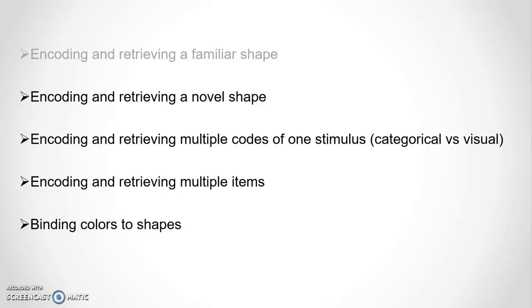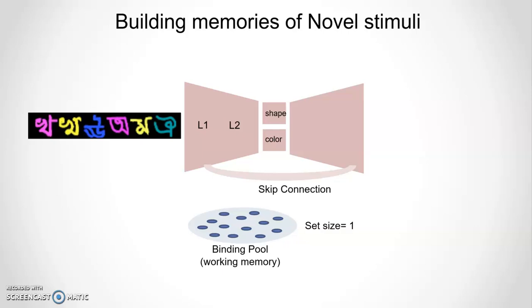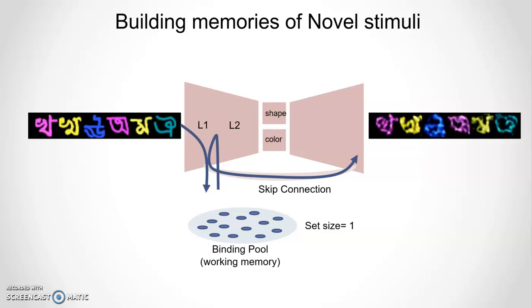Now let's see how our model encodes and retrieves a novel shape. For novel shapes, we use the handwritten colored Bengali characters. The model has not been trained on these characters at all. In this case, each stimulus is stored in the binding pool from L1, and then it is projected back to L1, and it is reconstructed through the skip connection instead of going through the latent space to reconstruct the novel information.